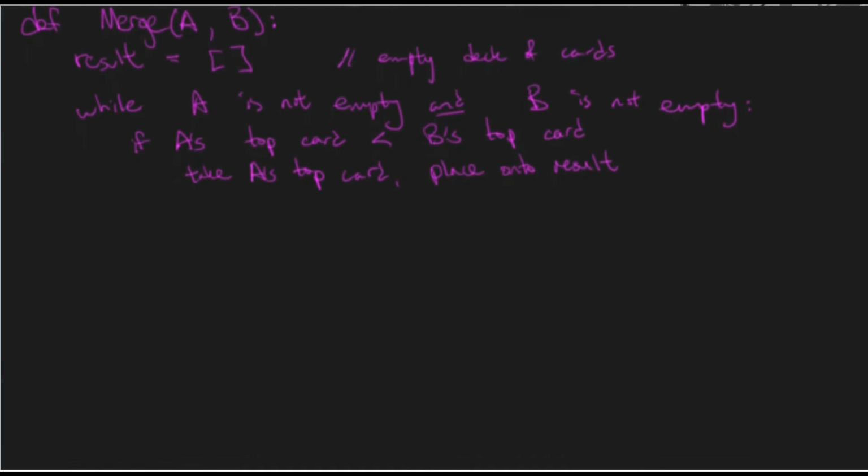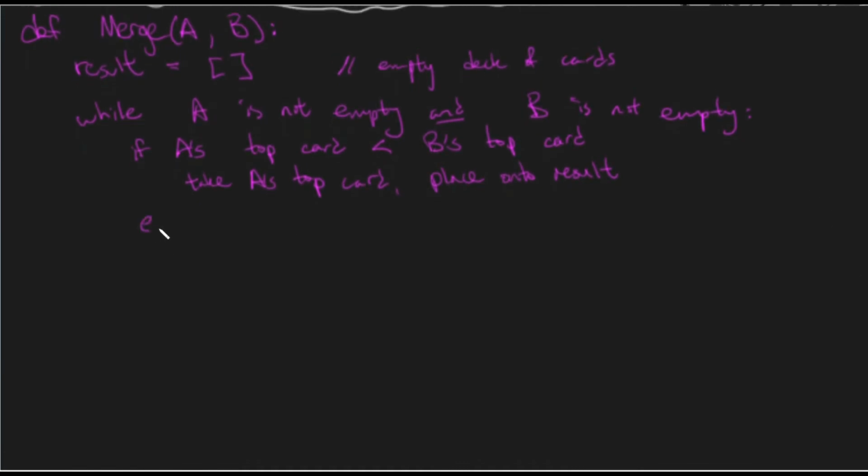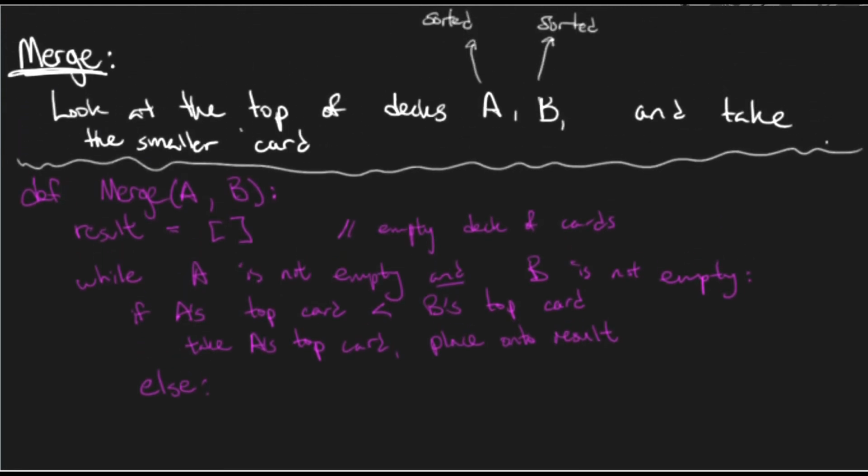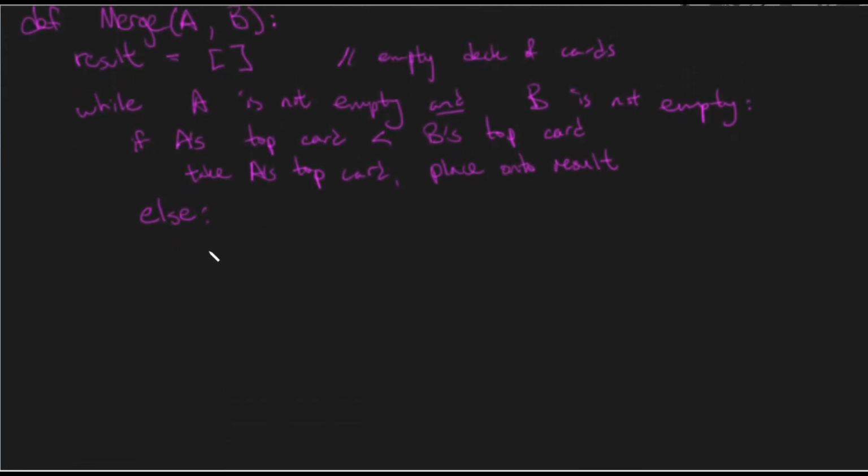So what's the other case that could happen here? We're going to put an else statement. The other case that could happen is if B's top card is less than or equal to A's top card. And so when that happens, we're going to again look at our rule. We're going to take the smaller card. In this case, B's top card is the smaller one. I'm going to take B's top card and place that one onto the result.